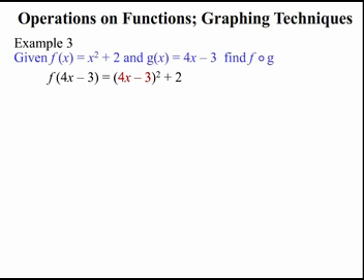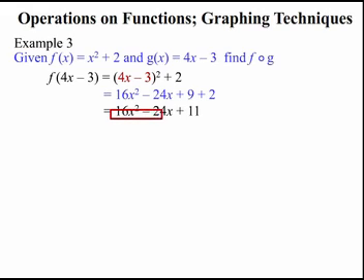Square that binomial. You get 16x squared subtract 24x plus 9 plus 2. And simplify it and you get 16x squared subtract 24x plus 11. There's no concern about domain here because they're both polynomial functions which have a domain of all real numbers.